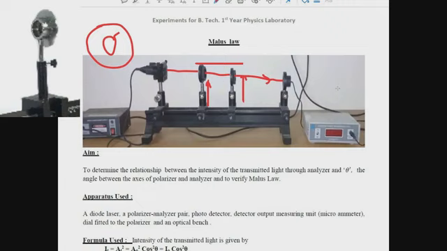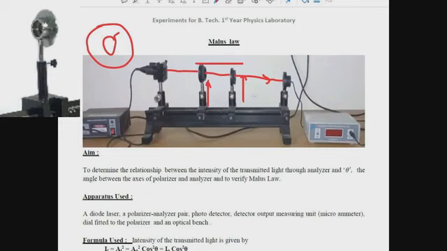So what am I doing? I am rotating this. I am seeing that there is one particular angle at which my current is maximum. Very good. I'll note down the angle, and I'll note down the current. Done. Now this is the basic setup that we have.